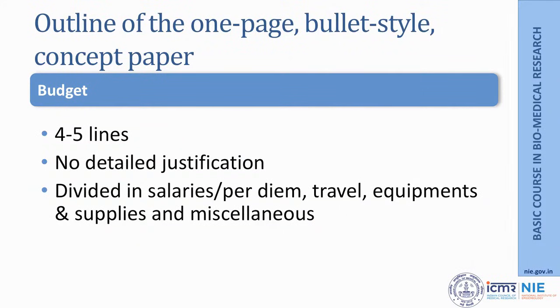You may wonder why budget is important in this concept paper, but it is equally important to technical and other aspects of preparing a concept paper. This is an indicative budget. It need not have detailed justification. It can cover key items like salaries, per diem, travel, equipments and supplies and miscellaneous, whatever is applicable to the conduct of the research that you are proposing. Many research agencies insist on having an indicative budget, so this is also equally important.